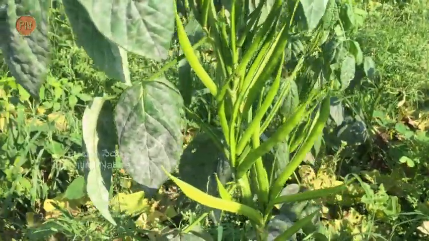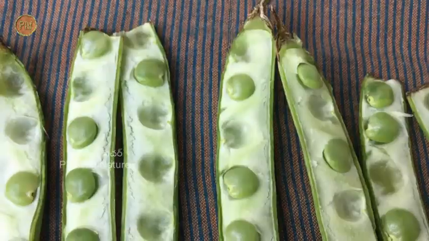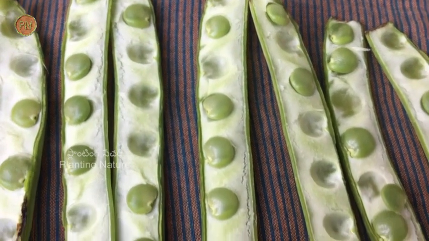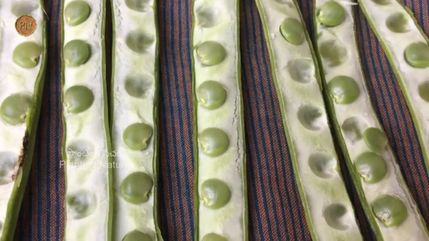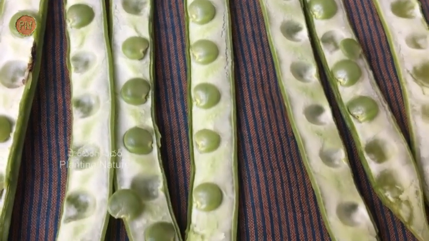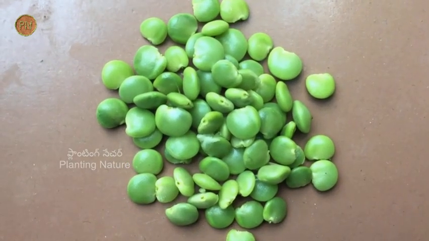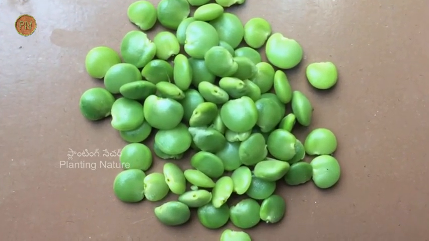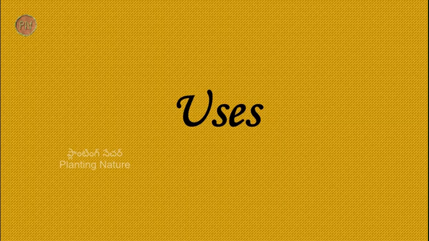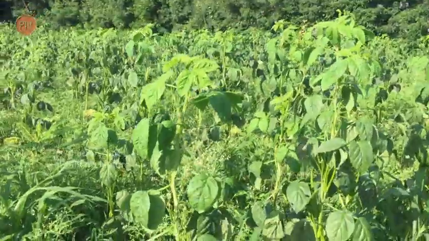The pods are flat. Usually each pod consists of around 6 to 12 oval seeds. These seeds are hard, ovoid, and turn grey to black in color upon drying. The seed is the most important part of this plant. Now let's see some of the uses of this plant.